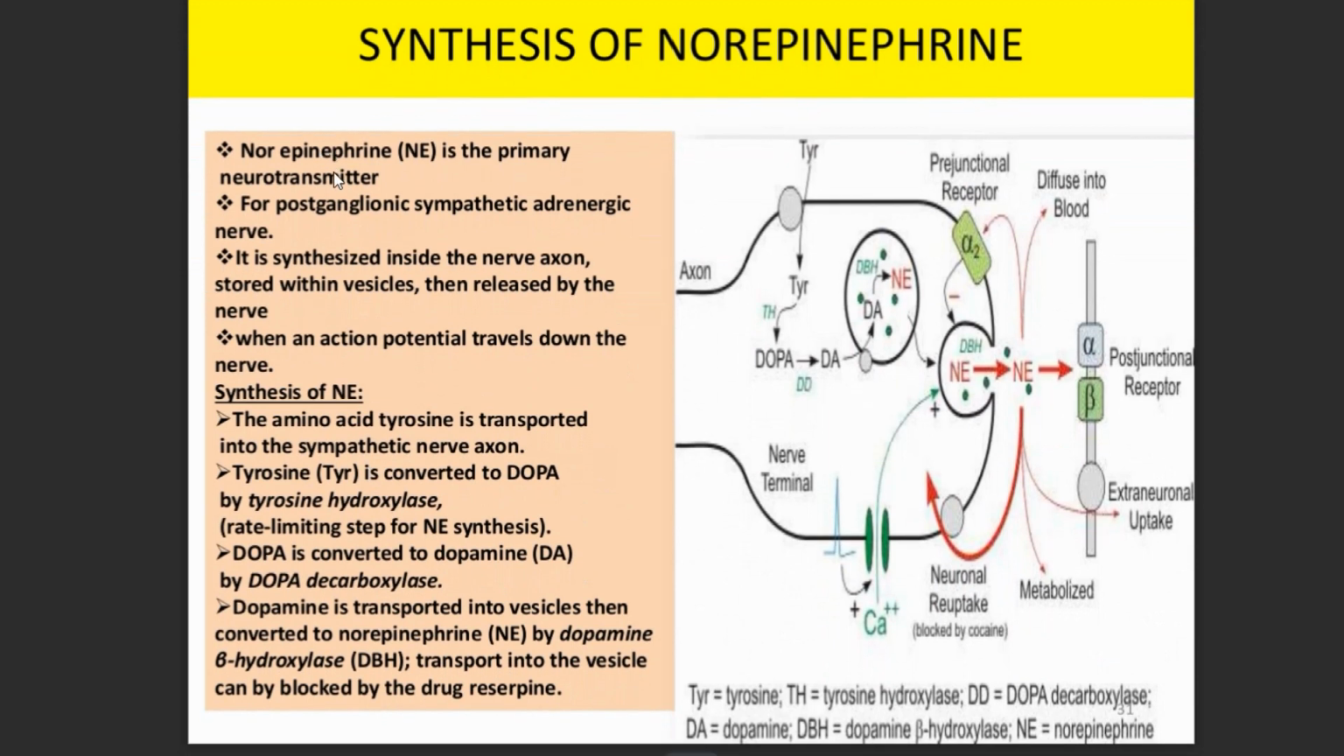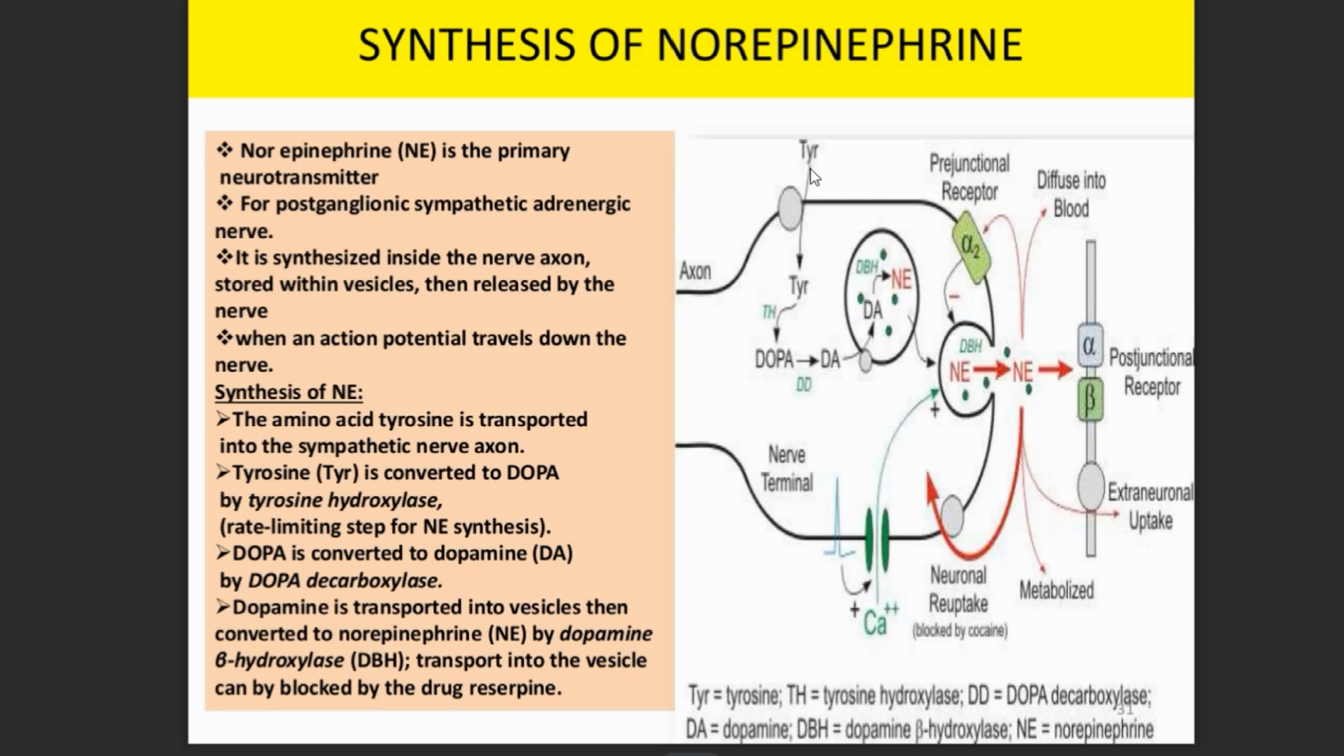So, norepinephrine is the primary neurotransmitter. It is synthesized inside the axon of the neuron and stored inside the vesicles. So, how is this norepinephrine synthesized?